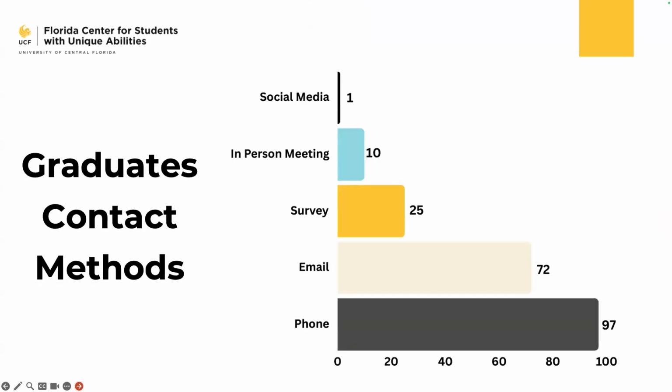So we're reaching graduates in a variety of ways. The most popular way, obviously, right now is on the phone. Email is the second most popular. And remember, when you're reaching out via email, make sure it's not the school email address, because usually once graduates leave, they no longer have access to their school email address. So make sure you have a good email address. Some people are reaching out on social media.